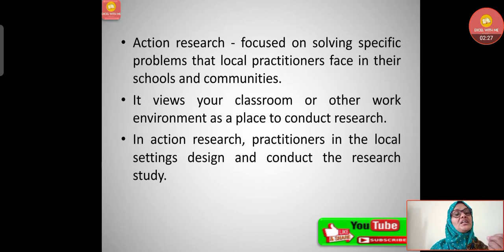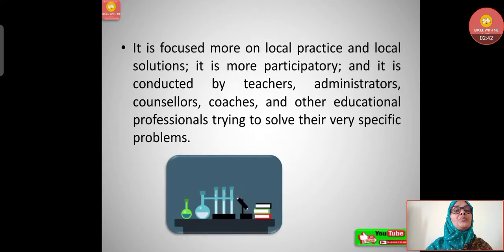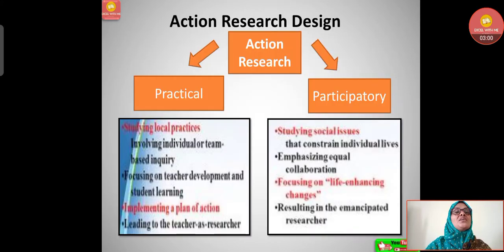So what happens in the action research? Whoever the practitioners in the local settings are, they will design the things and they plan and then they observe and then they try to find out the solution to the problem. It is focused more on local practice and local solutions. It is more participatory and it is conducted by teachers, administrators, counselors, coaches and other educational professionals trying to solve their very specific problems. So let's see the action research design here.